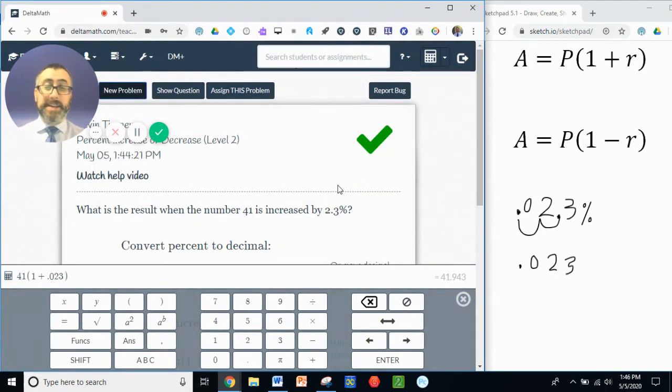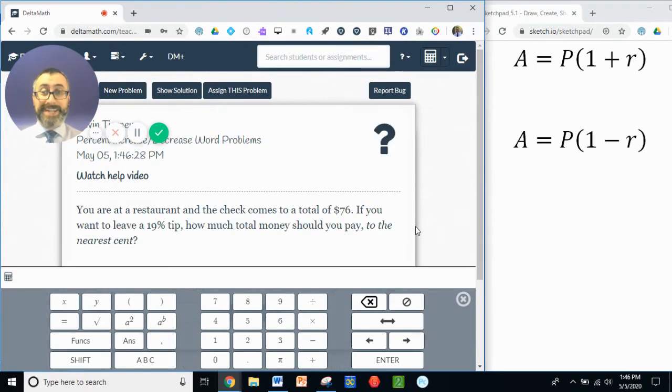Let's take a look at the other type of problem that we'll see in today's assignment. Okay, percent increase and decrease word problems. So we're going to read carefully, choose which formula we're going to use, and plug in the correct numbers. We can do it. Let's start by reading.